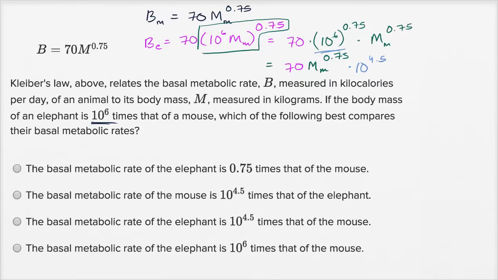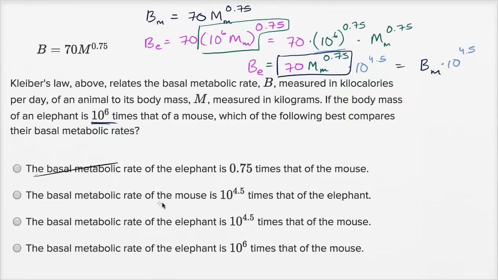Now, why is this interesting? Well, this part of the expression right over here is the basal metabolic rate of the mouse. So this is equal to the basal metabolic rate of the mouse times 10 to the 4.5. So we were able to show, just like that, that the basal metabolic rate of an elephant is 10 to the 4.5 times the basal metabolic rate of the mouse. So let's see if any of these choices say that. The basal metabolic rate of an elephant is 0.75 times that of a mouse. No, it's 10 to the 4.5 times that of a mouse. So let's rule that one out.